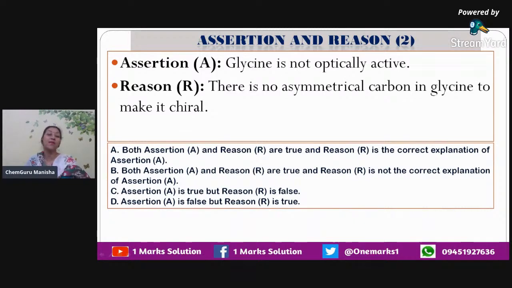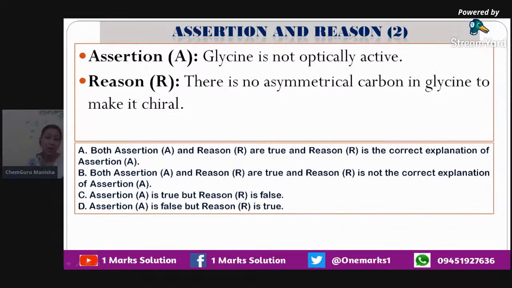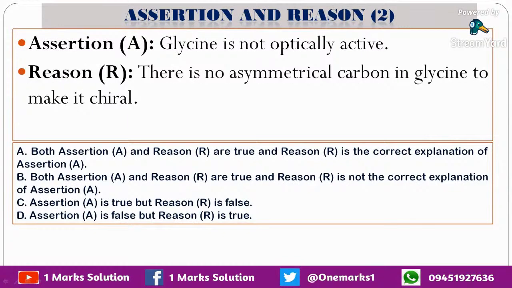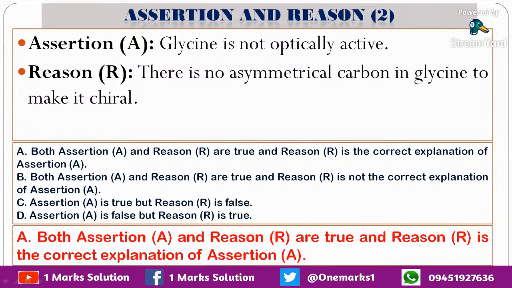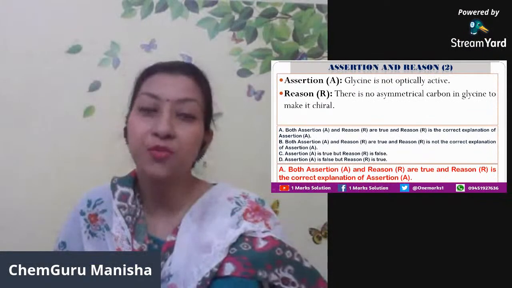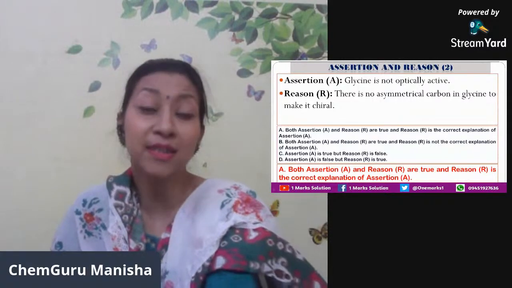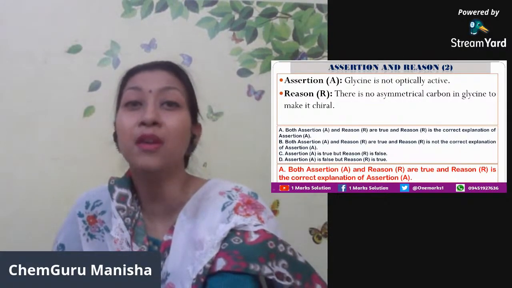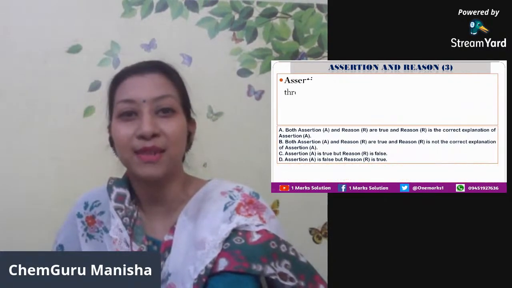Second statement that we have is glycine is not optically active, which is absolutely true. Glycine is one of those amino acids and they are not optically active. Reason is there is no asymmetrical carbon in glycine to make it chiral, which is also true. So glycine is a simple compound, simple amino acid. So assertion and reason both are true, and reason is explaining. Because it doesn't have any asymmetrical carbon, that is why it is not optically active.